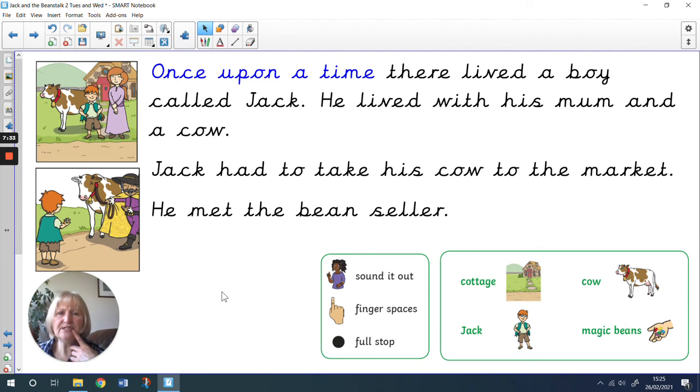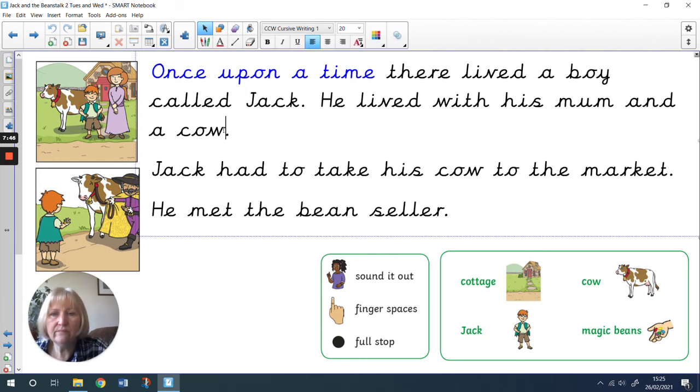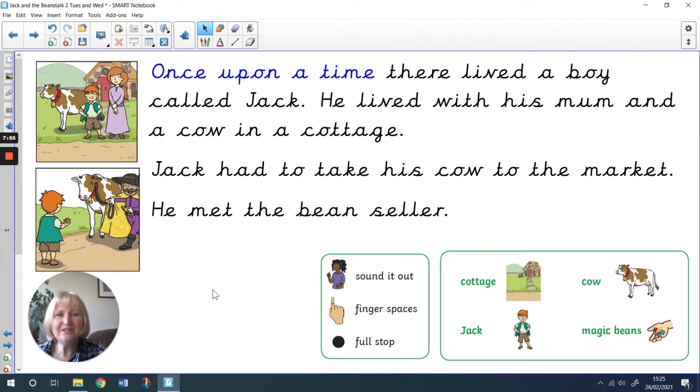I think I've written some good sentences. Once upon a time there lived a boy called Jack. He lived with his mum and a cow in their cottage. In a cottage. There we go. Once upon a time there lived a boy called Jack. He lived with his mum and a cow in a cottage. Oh, do you think that the cow lived in the cottage with them? Hang on a minute. I'm going to pause the video now and try and write a different idea. I'm not sure I like that.